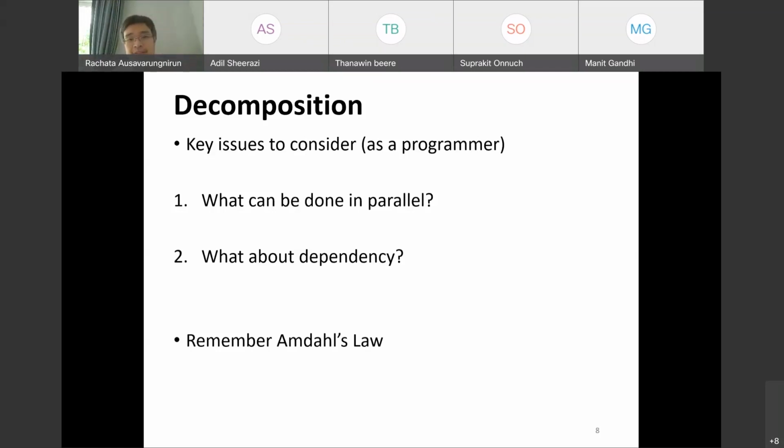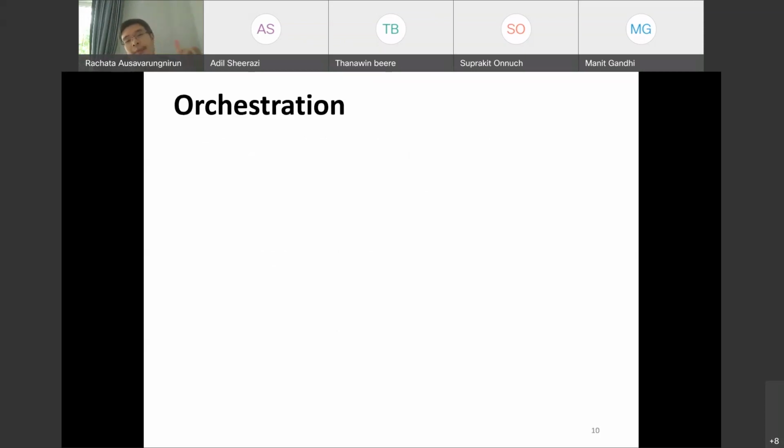And the next step after decomposition is, if you look at the PDF of the lecture, there's a slide that says assignment. Let's skip that for now. It's actually too advanced, so let's just forget about it. There's no assignment on that. But let's go to orchestration, right?